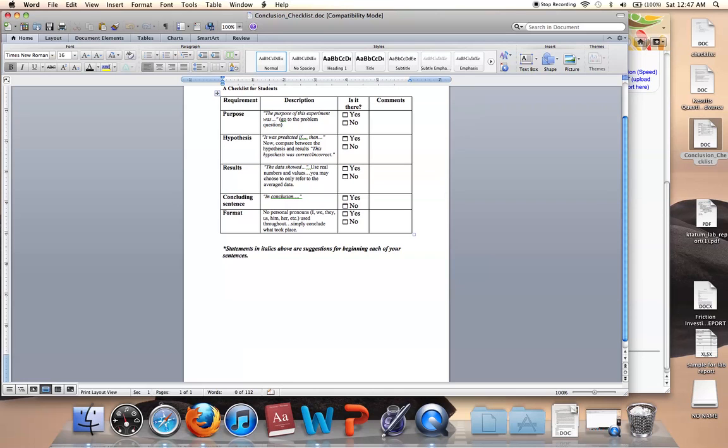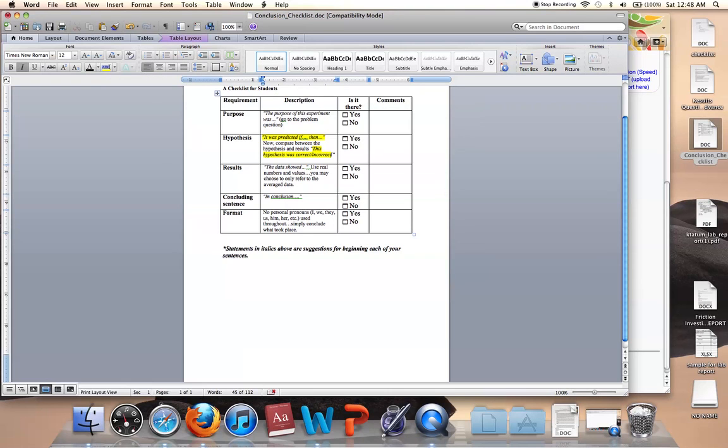So this checklist just helps you make sure that you have everything in that conclusion that you're supposed to have. And it also gives you what I call the sentence starters. So you have the purpose of this experiment was, and then you just rewrite your purpose. And then it was predicted, and then you rewrite your hypothesis. Notice in the hypothesis part, you actually have two sentence starters. You have the sentence starter where you identify what was predicted, and then the sentence starter on whether or not your hypothesis was accepted or rejected.